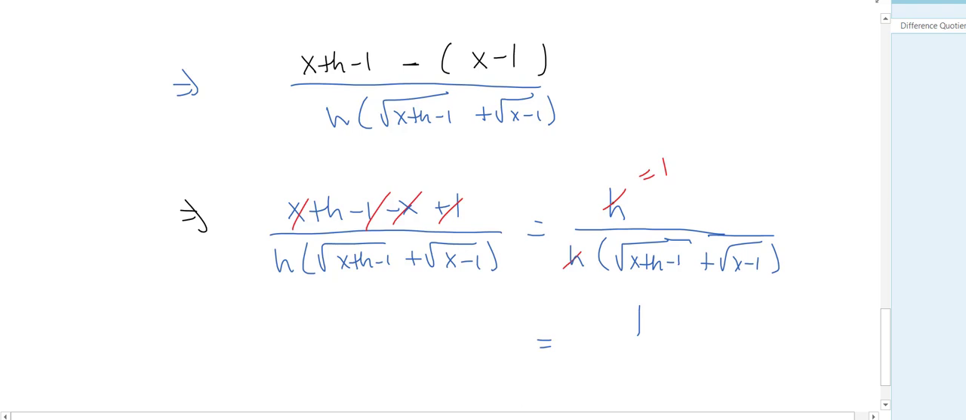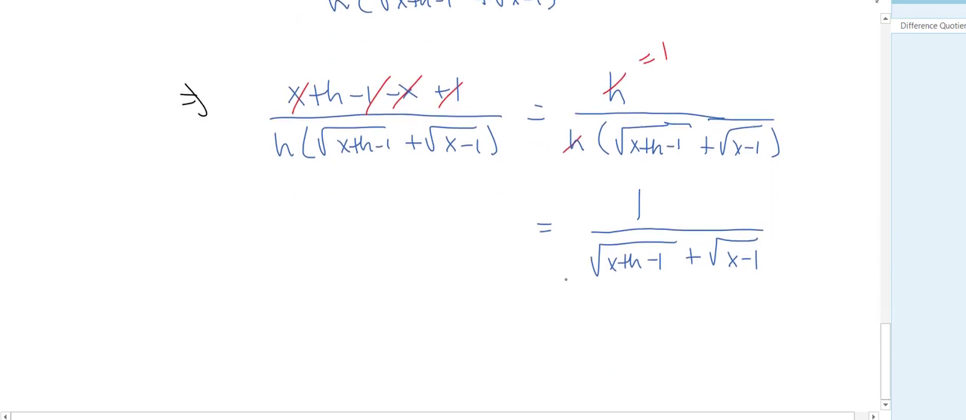We still have a 1 on the top because that h, as it divided out, left us a 1 in the numerator: 1 divided by the square root of x plus h minus 1 plus the square root of x minus 1. You can't combine things when they are separated by a plus and a radical. So that is our simplification. That's as far as we can go.